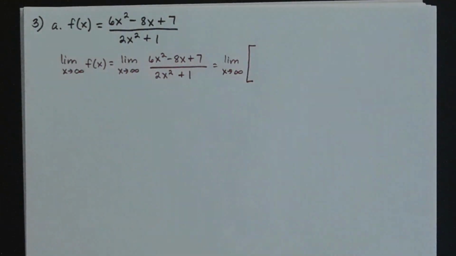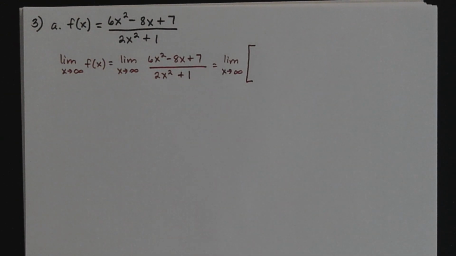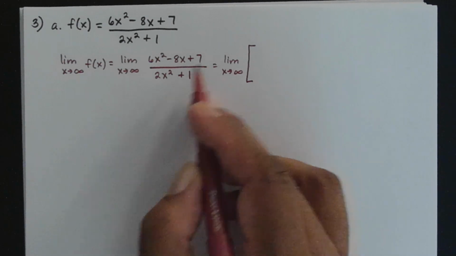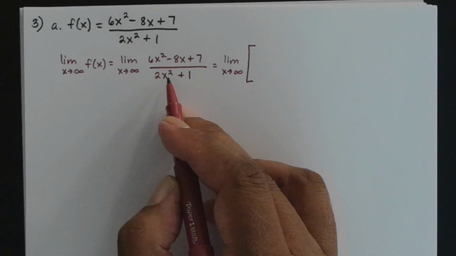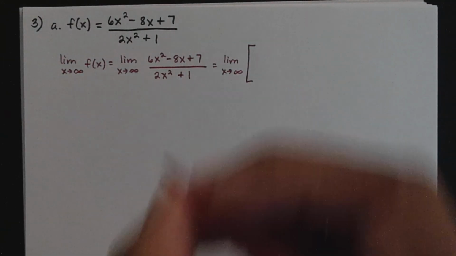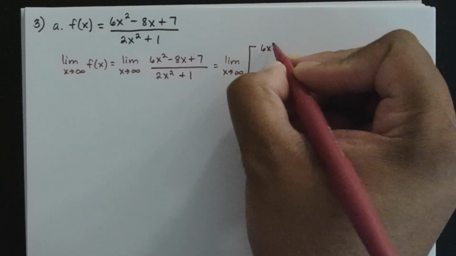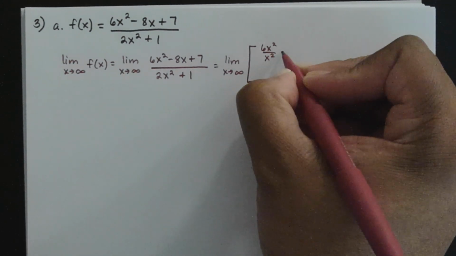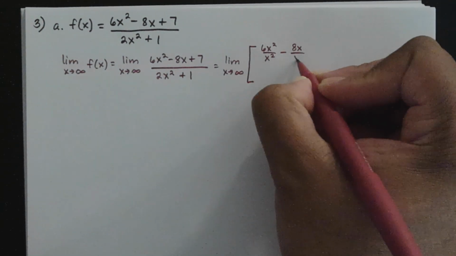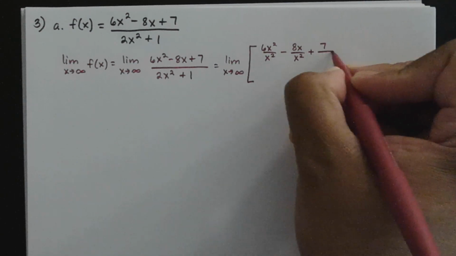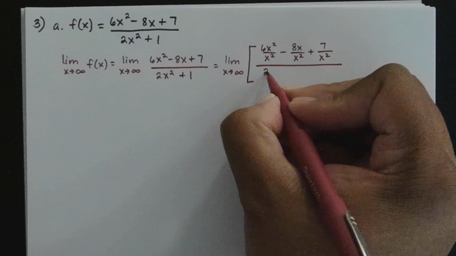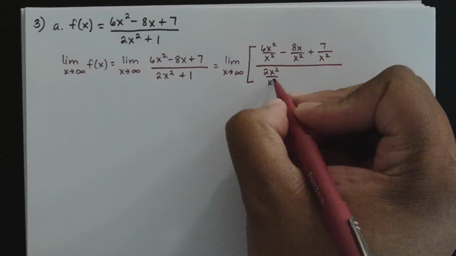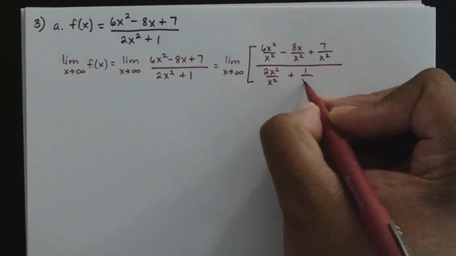Now, just like I did in problem number 2b, we're going to divide every single term in this by the highest exponent for x in the denominator. In this case, it's going to be x squared. So 6x squared would be divided by x squared, minus 8x would be divided by x squared, plus 7 divided by x squared. And then in the denominator, the 2x squared will be divided by x squared, plus 1 divided by x squared.